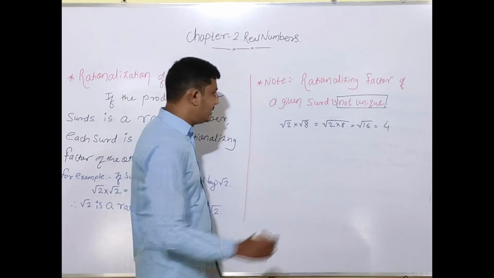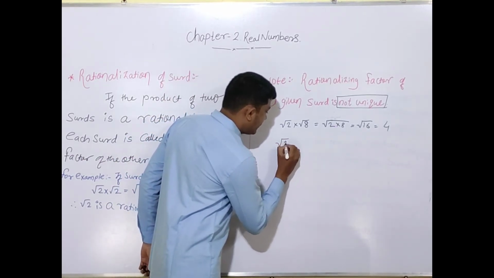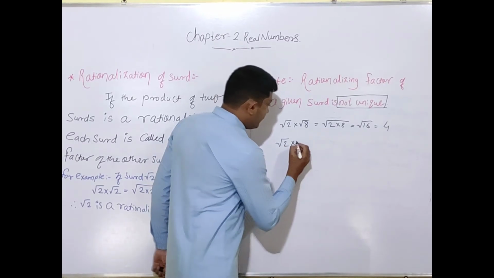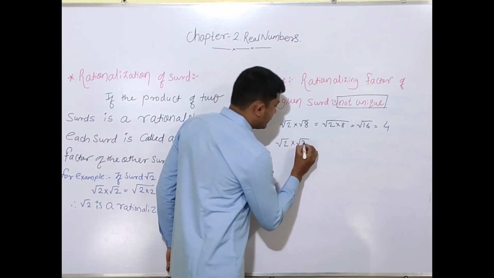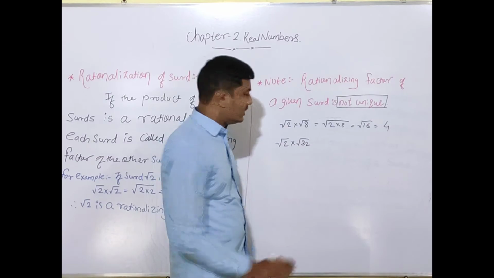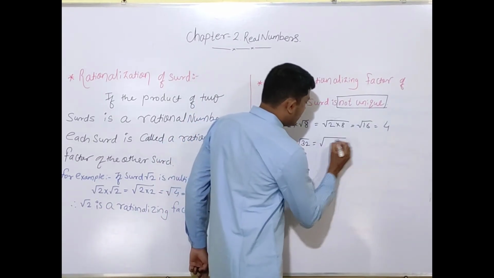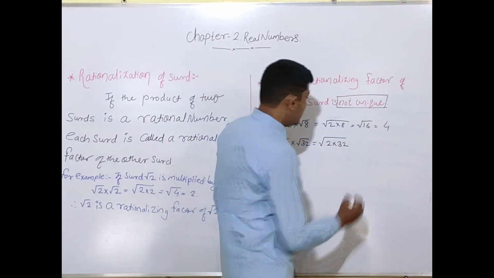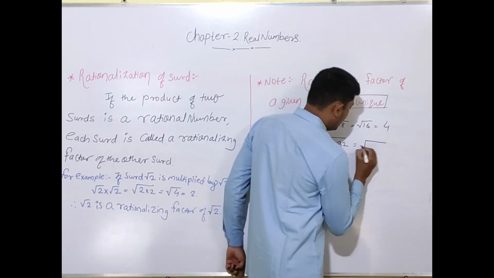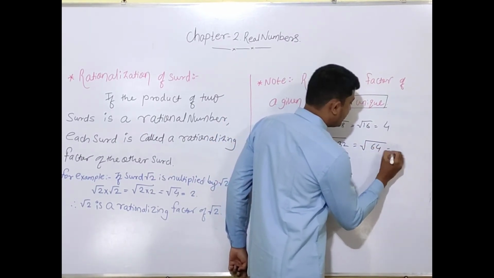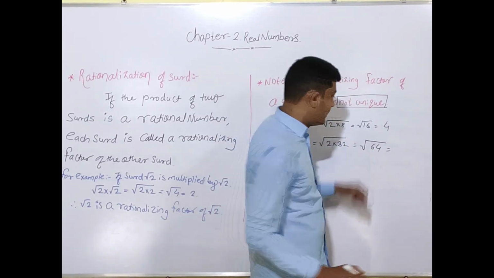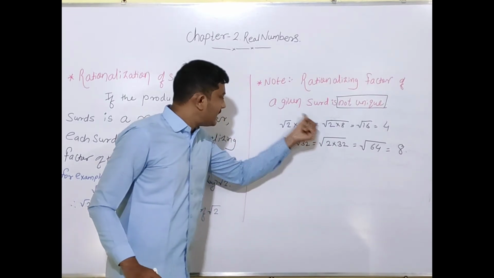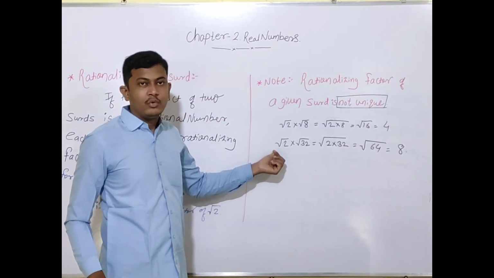Again, one more example. If we consider root of 2 and multiply it by root of 32, what do we get here? Square root of 2 into 32, that is square root of 64, which is the same as 8. So root of 32 is a rationalizing factor of root of 2.